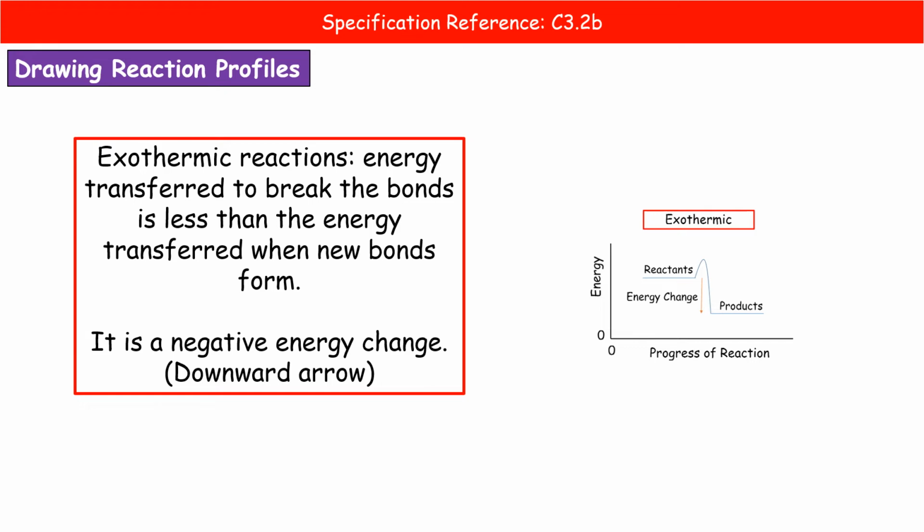If they ask you to describe the process of exothermic or endothermic reactions in terms of bonds or energies in bonds, that's the kind of phrase we need to use. Energy transferred to break the bonds is less than the energy transferred when new bonds form. If obviously they tell you to use some information about bonds and you don't use the word bond anywhere in your answer, clearly you're getting no marks for it. So just learn those two phrases for the different types of reaction there.